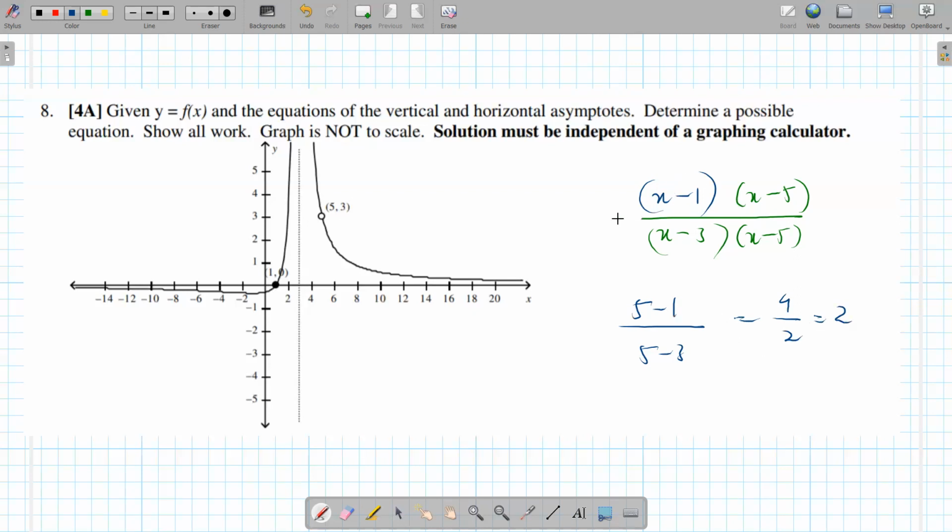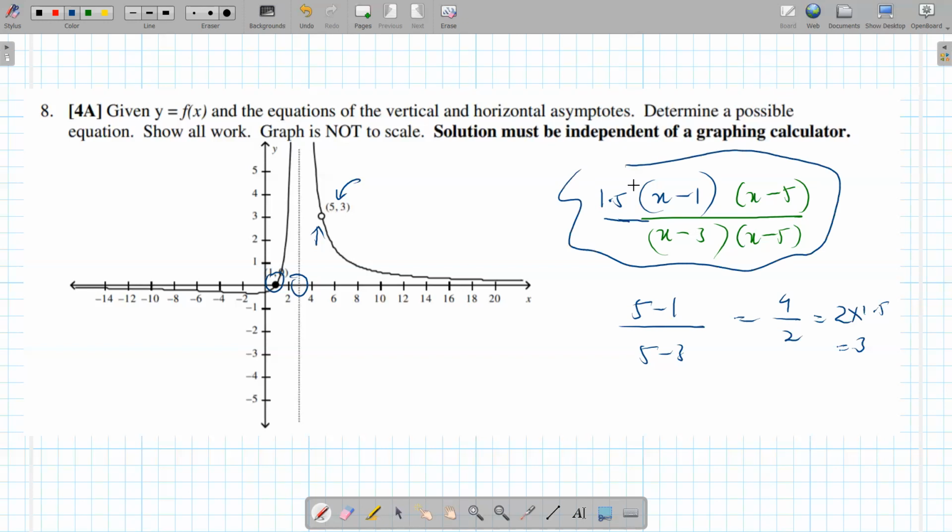So right now what I have, I've used this information, I've used this, I've used this. I have this equation so far, okay? The only thing that's not working out is this one. When I plug x as 5 in here, I'm getting a 2, but I should be getting a 3, right? What does that mean? That means simply we need to multiply this by 1.5, because 2 times 1.5 is a 3. So there we go. That's a possible equation for this.